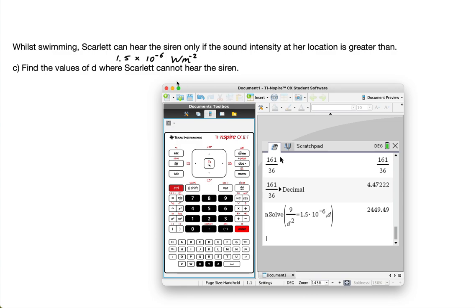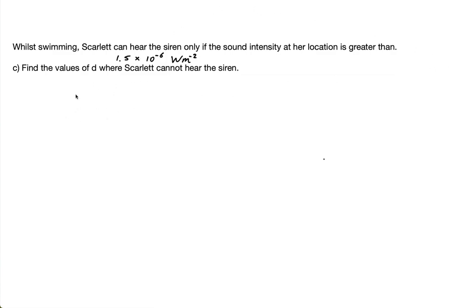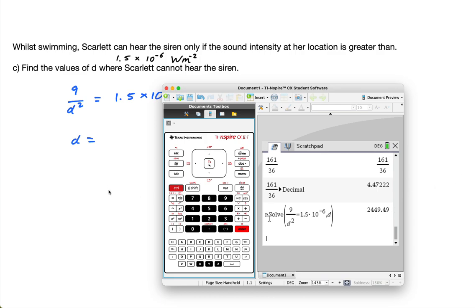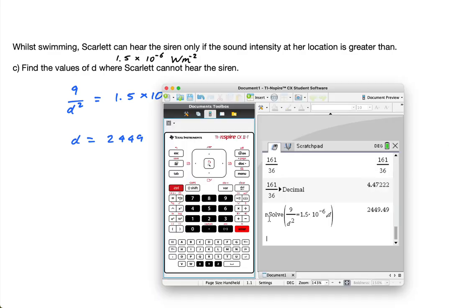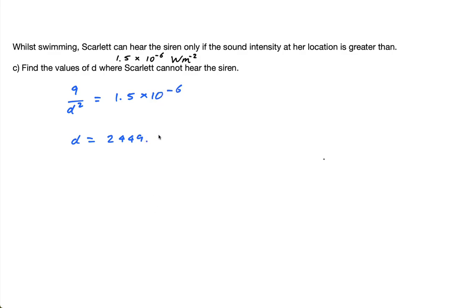Okay, now I'm going to write down the equation. So 9 over d squared equals 1.5 times 10 to the minus 6. And then the solution is d equals 2449.49. But remember, guys, you would lose at least 1 mark for this.